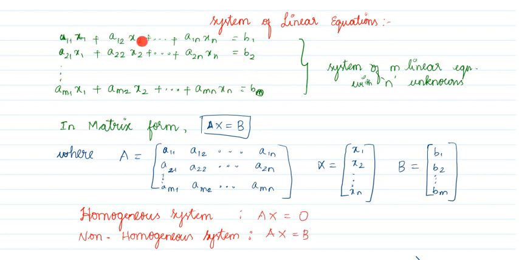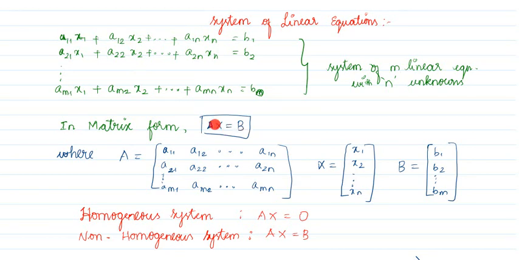A linear equation is represented as a11 x1 plus a12 x2 etc. up to a1n xn equal to b1. This is a system of m linear equations with n unknowns. How can we write it in matrix form? A x equal to b, where the A matrix is nothing but the coefficients of the equations, x is nothing but the unknowns, and the B matrix is nothing but the right hand side of the equations. Clear? Ax equal to B.